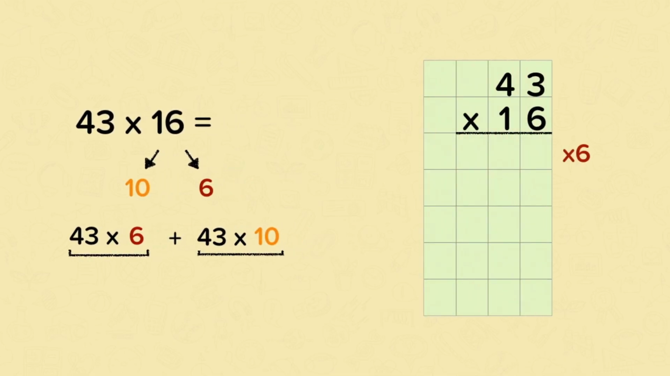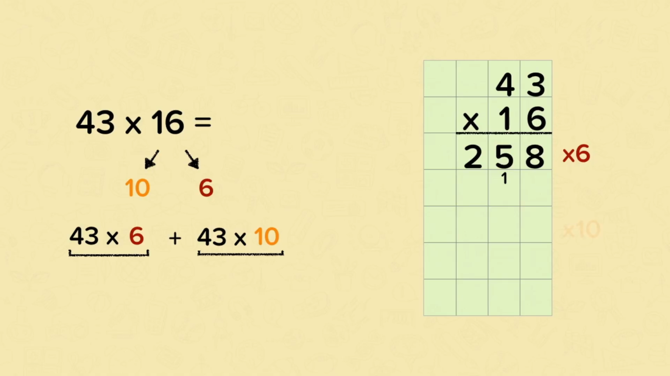So first, let's multiply 43 by 6. Let's start with the ones place. 3 times 6 equals 18. Make sure to exchange the 1 from 18 into the tens place. Now the tens place. 4 times 6 is 24. But we need to add the exchanged 1 to 24, which is 25. So 43 times 6 equals 258.